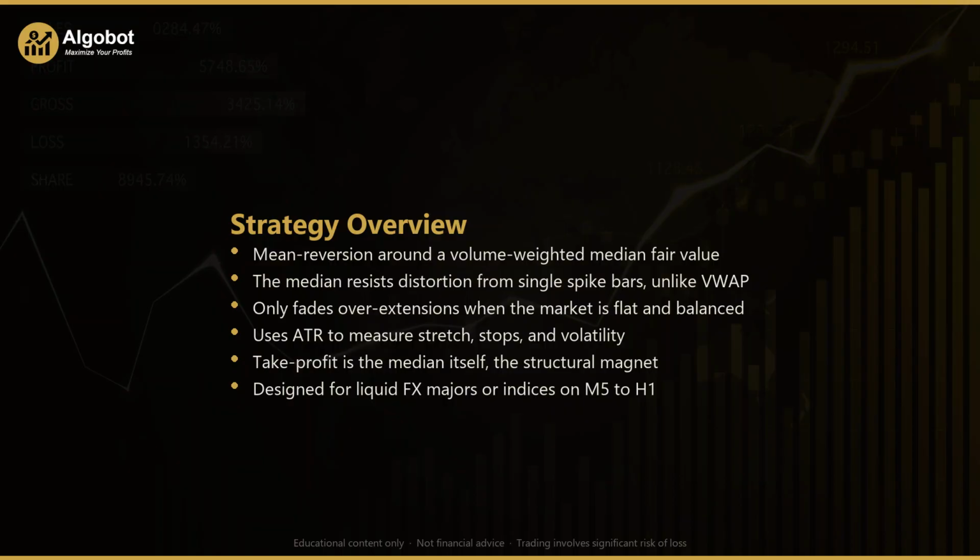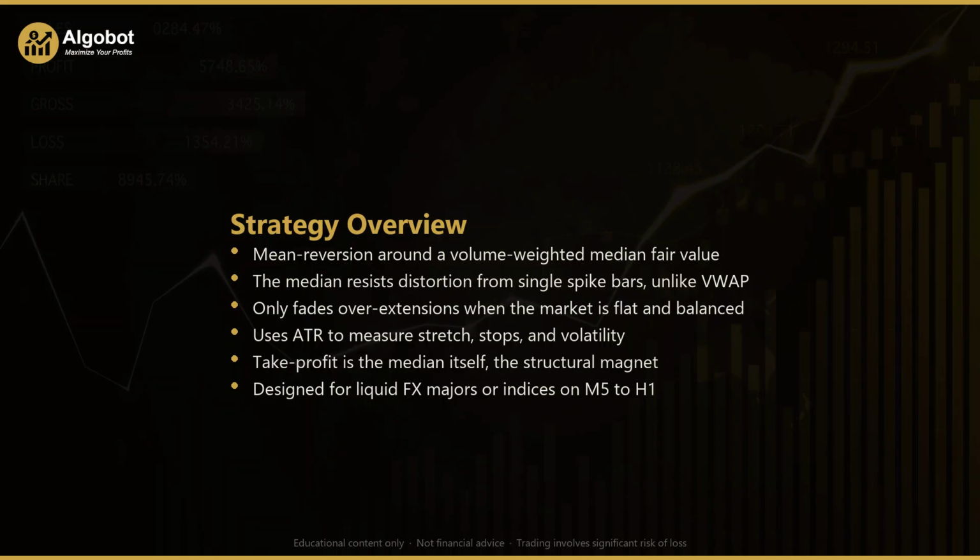Volume-weighted median reversion is a counter-trend, mean reversion strategy. The core concept is that in a balanced or ranging market, price tends to oscillate around a central fair value, and overextensions away from that value tend to snap back toward it. The question every reversion strategy must answer is, what exactly is fair value? This EA answers it with a volume-weighted median.